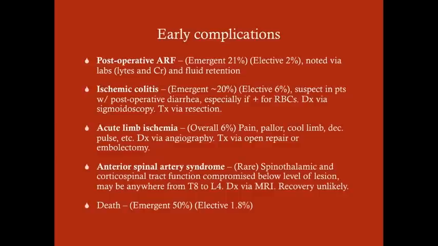And then anterior spinal artery syndrome is rare, but should be noted. With anterior spinal artery syndrome, what's happening here is you just have a decreased perfusion to where your anterior spinal artery is. And if you remember from neurology, the anterior part of the spinal cord carries the spinothalamic and corticospinal tracts. And so that function is going to be compromised, and remember your spinothalamic tract carries your pain and temperature fibers, your corticospinal tract carries your motor fibers. So those are going to be compromised below the level of the lesion. The lesion is usually anywhere between T8 to L4, usually though around T8, T9, T10, 11, and 12. This is diagnosed via MRI, and this is not really an emergency because recovery is unlikely, so there's really nothing we can do for this.